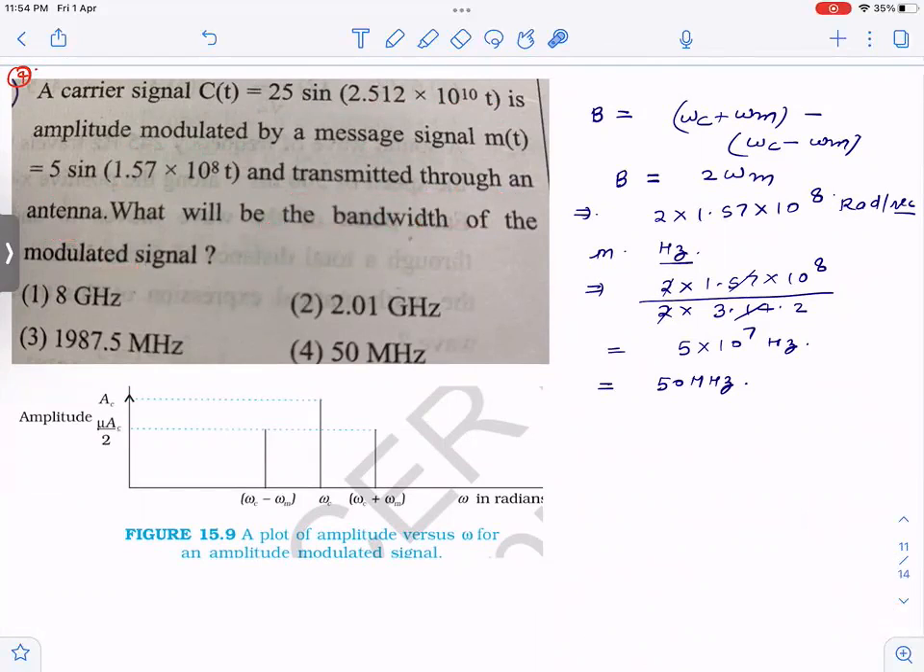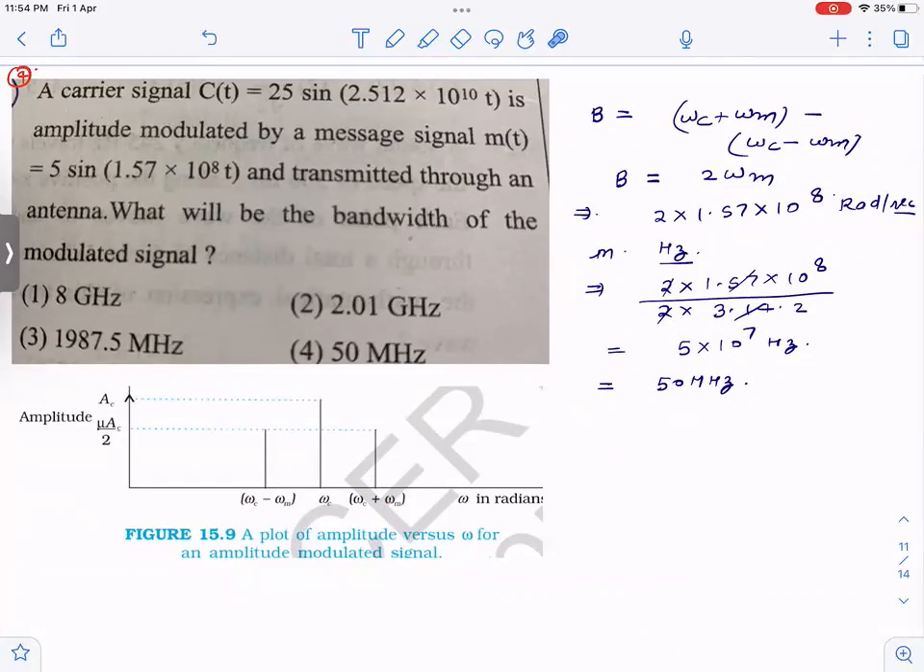What is bandwidth? See this diagram again. In the last video also we have seen this. This is the lowest one, this is the highest one. Bandwidth is the difference of these two. So if you take the difference, it becomes 2 omega m, right? So bandwidth is 2 omega m, which is the modulating signal.